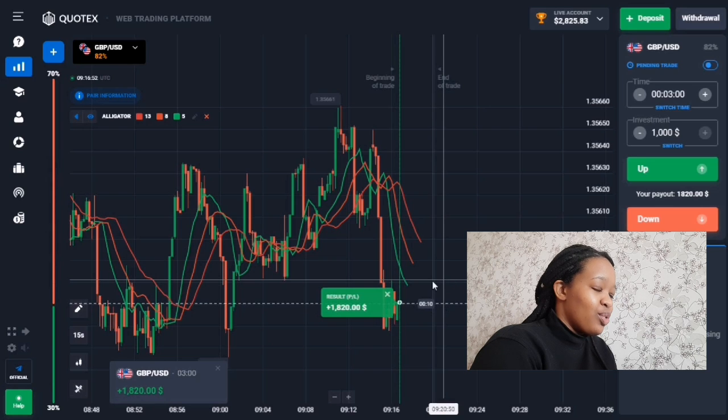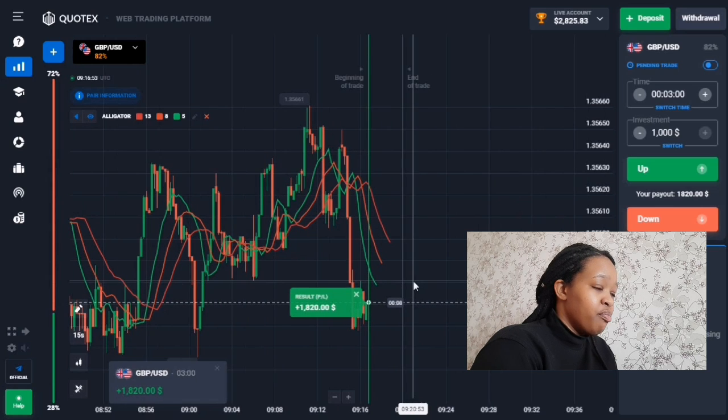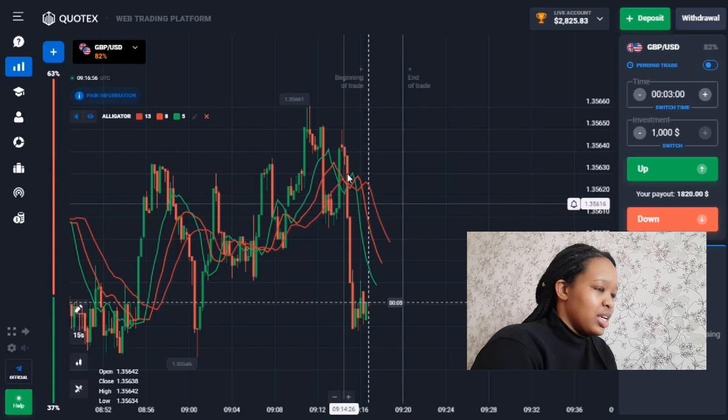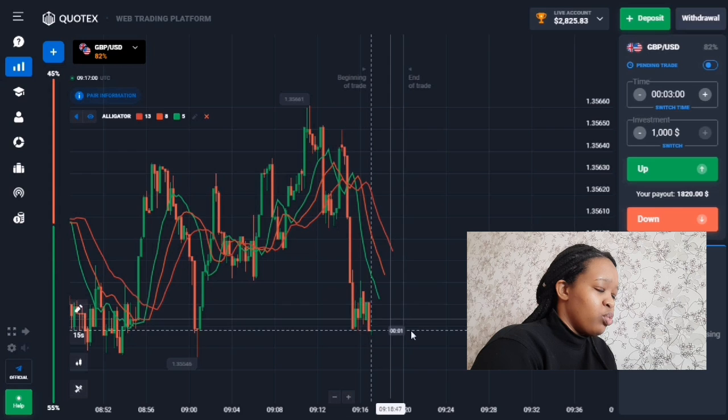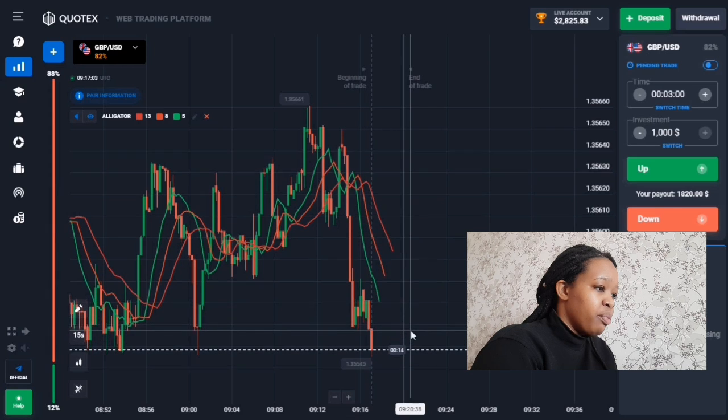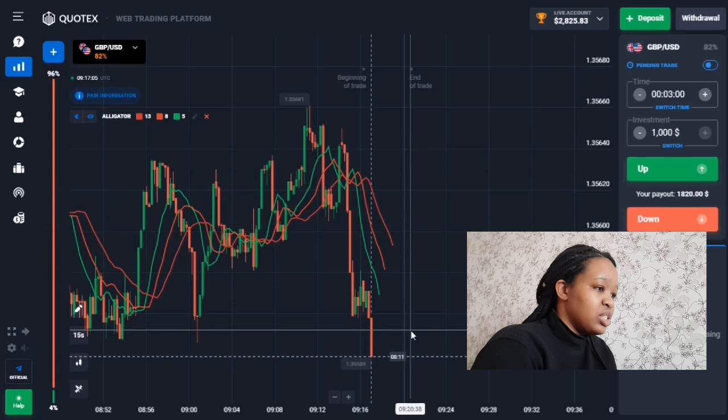Well, this is very nice. After the pullback up, the movement downwards resumed, as I said, and price is quite steady in its movement, and I can see very good red candlesticks. I've got my favorite due to the confirmation from the indicator. So let me continue and find another situation.